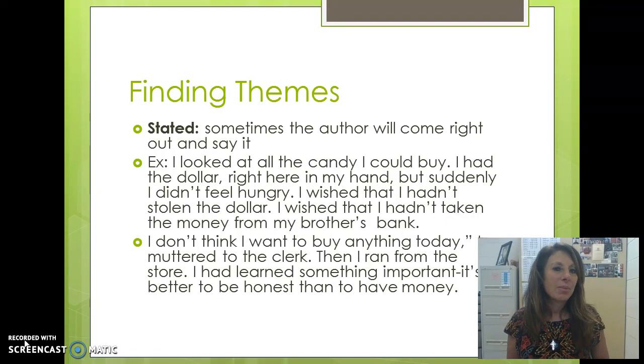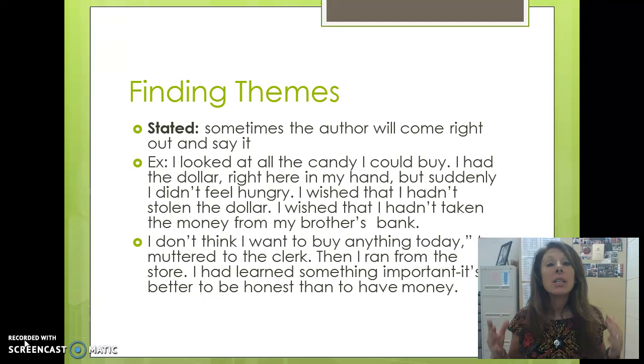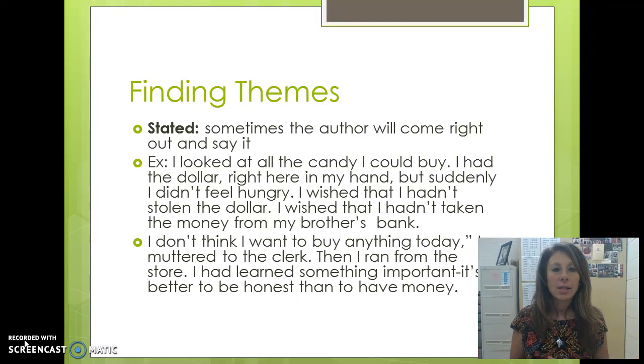Let's look on. How do you find themes? Well, sometimes they're literally stated. Like it's black and white in your face, the author wrote it. For example, let's say you're reading a story and it says, I looked at all the candy I could buy. I had the dollar right in my hand. But suddenly I didn't feel hungry. I wish I hadn't stolen the dollar. I wish that I hadn't taken the money from my brother's bank. I don't think I want to buy anything today, I muttered to the clerk. And then I ran from the store.